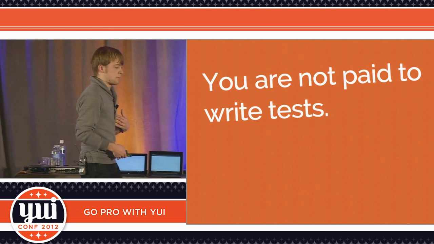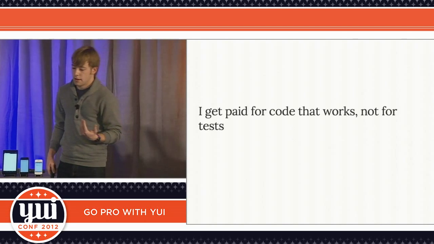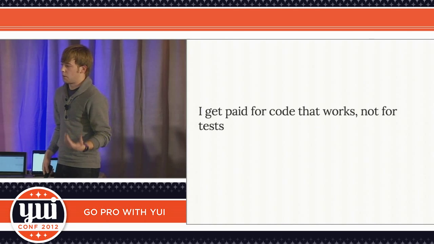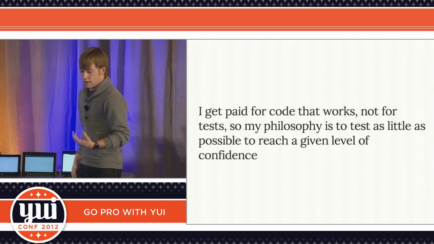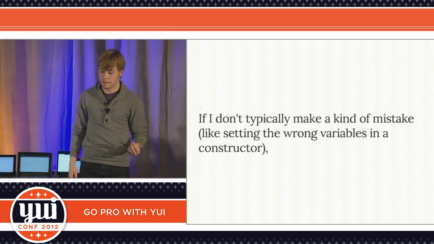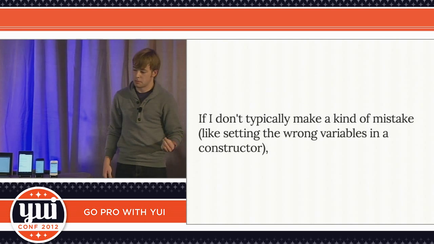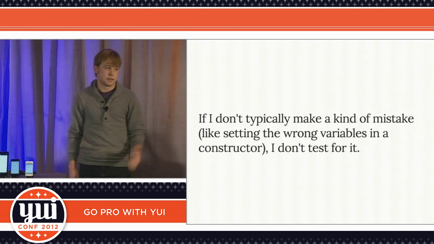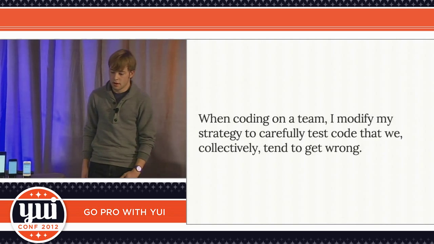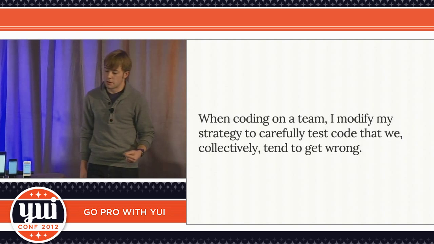And if you don't want to listen to me, you can listen to a really smart guy. And this really smart guy said this: I get paid for code that works, not for tests. So my philosophy is to test as little as possible to reach a given level of confidence. If I don't typically make a kind of mistake, like setting the wrong variables in a constructor, I don't test for it. When coding on a team, I modify my strategy to carefully test code that we collectively tend to get wrong.